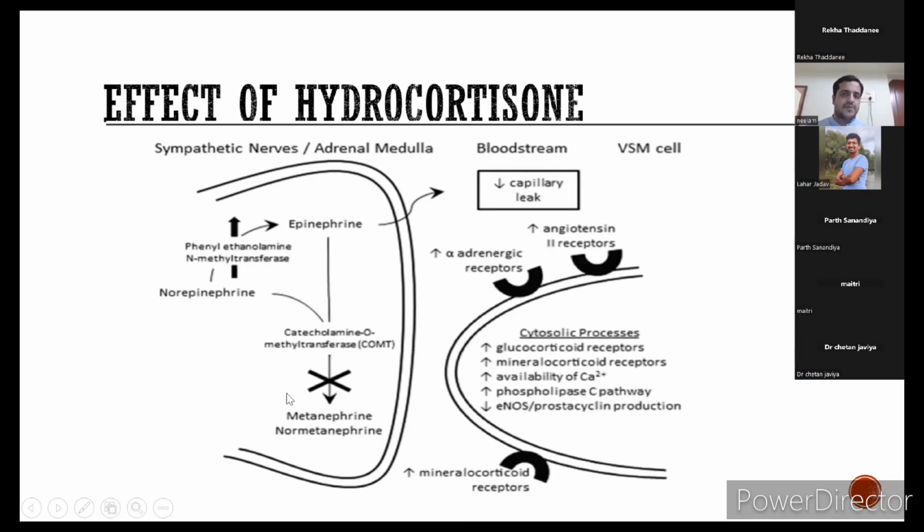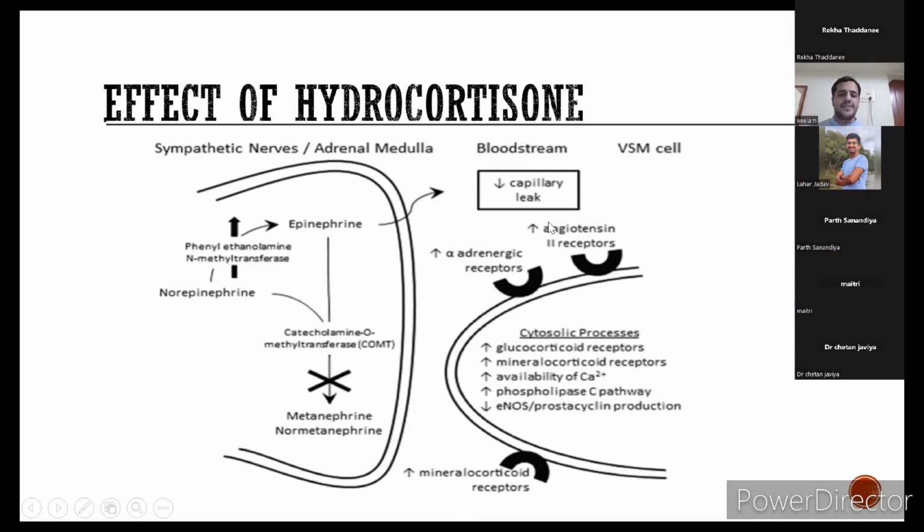In the nerve terminals, or the nerve endings, it inhibits the enzyme catecholamine O-methyltransferase. Hydrocortisone will go and inhibit this enzyme. This enzyme causes the conversion of norepinephrine and epinephrine to metanephrine, which is an inactive metabolite. So when you inhibit this enzyme, you are increasing the concentration of norepinephrine and epinephrine at the nerve terminals. That is one way by which hydrocortisone acts.